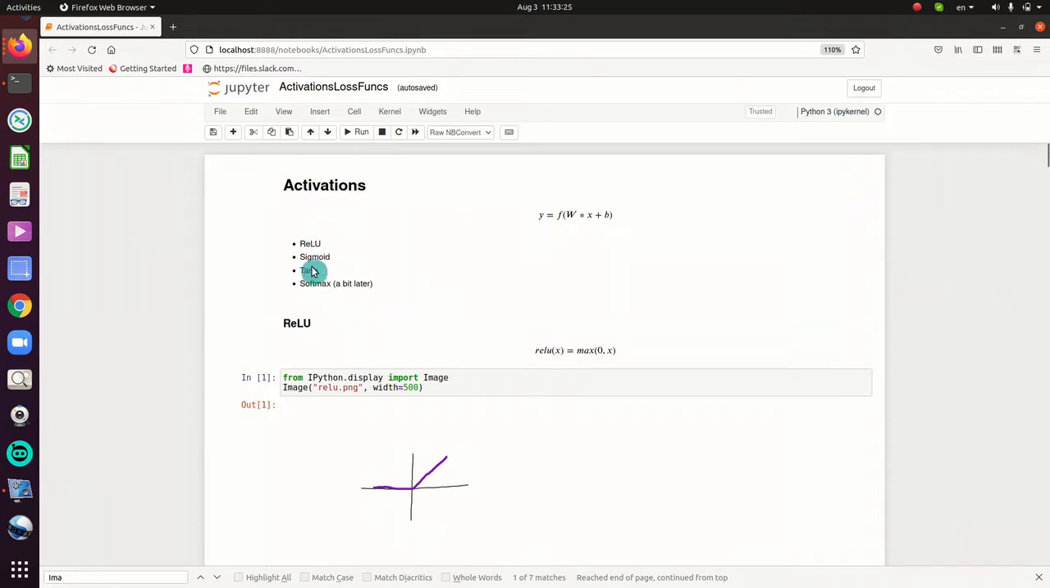Here is the list. We start with ReLU, the rectified linear function. The function itself is a simple one indeed. Here is this one. If the input is less than 0, the output is 0. Otherwise, the output is the input itself. So it's a combo of the zero function and a linear function.